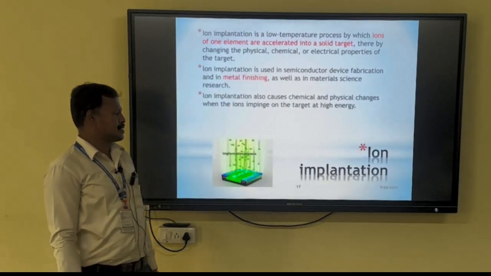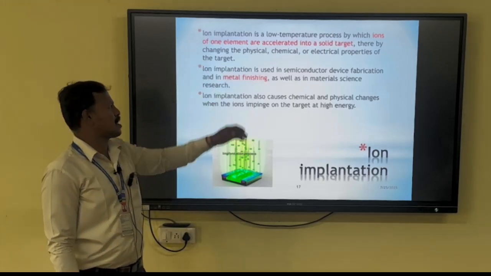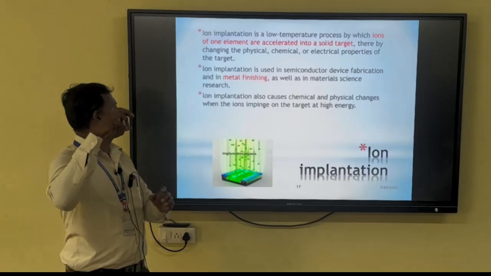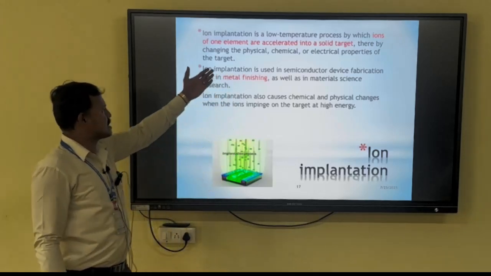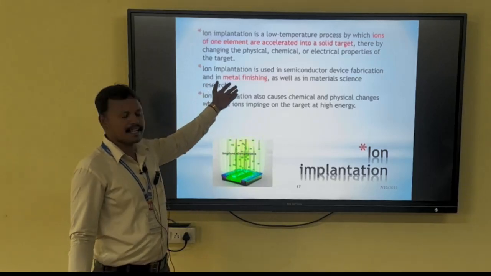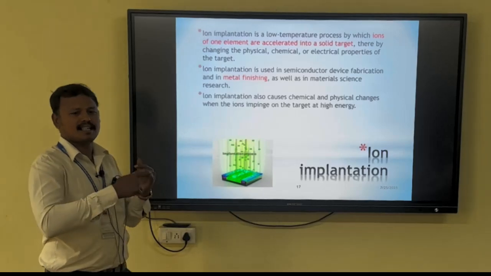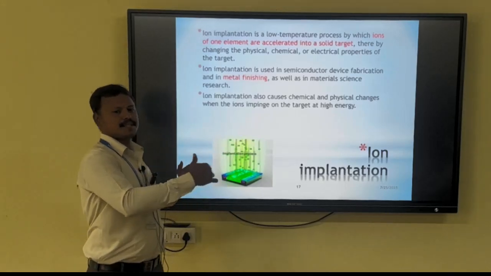Next, ion implantation. Ion implantation is a low temperature process by which ions of one element are accelerated into a solid target. This is the metal finishing area, connecting together the silicon and some substrates also.